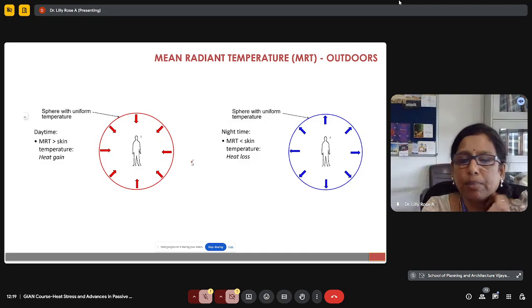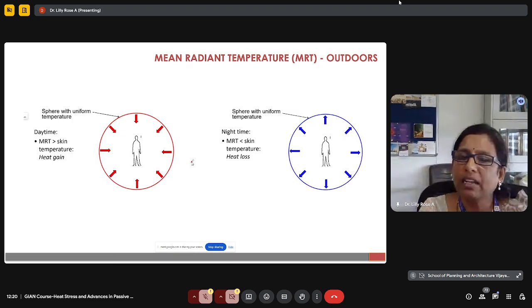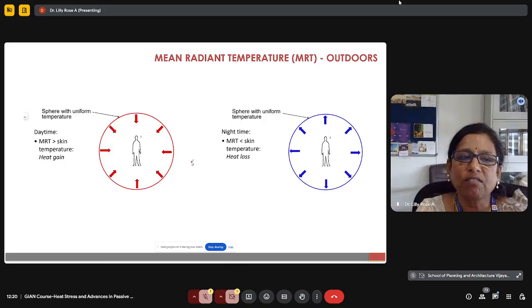The mean radiant temperature, basically when it comes to outdoors, during daytime we gain a lot of heat. Like Dr. Fayez was mentioning, during daytime the MRT increases. So it is basically the reflected radiation that one perceives during daytime, and that would create a lot of heat gain in the human body. During night, in the absence of solar radiation, we will lose heat to the atmosphere. So this is important. Mean radiant temperature is an important index which we need to look at, because that would define whether we are going to gain heat or lose heat to the environment.